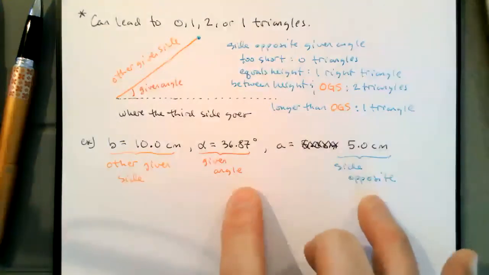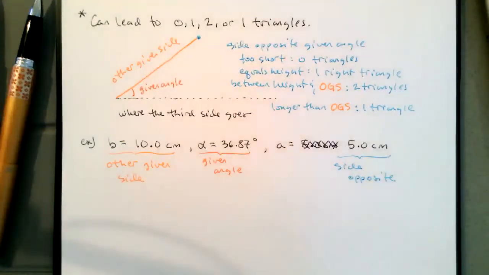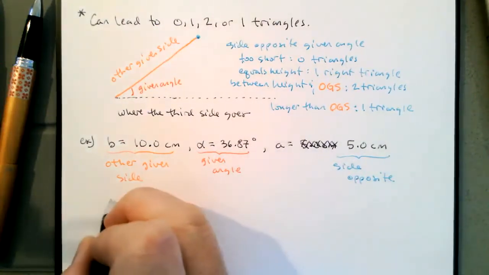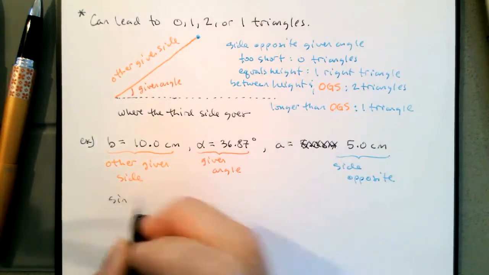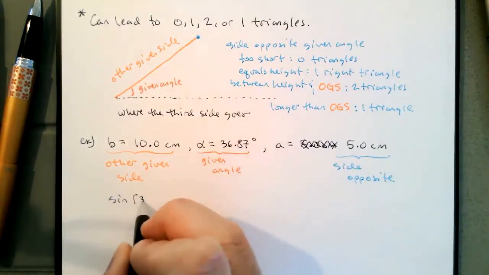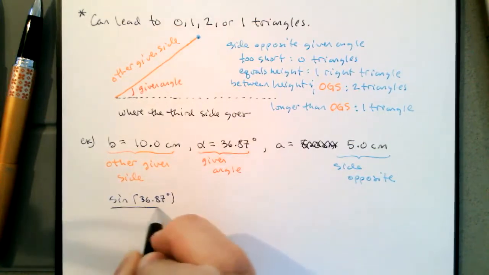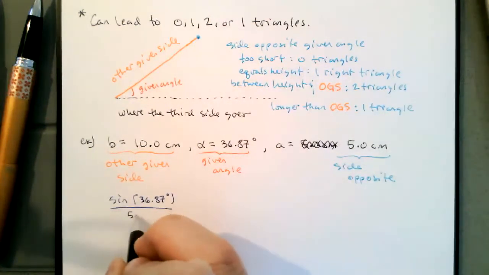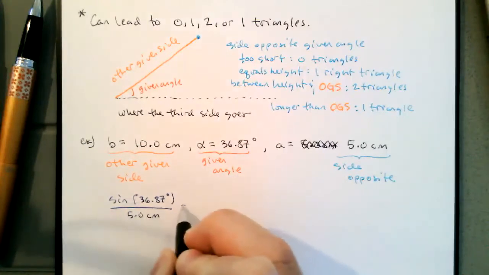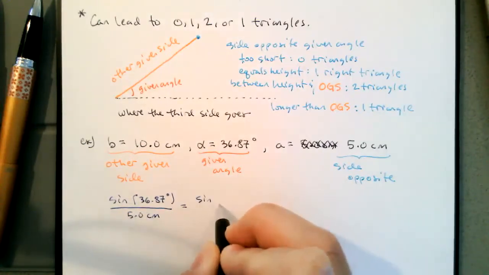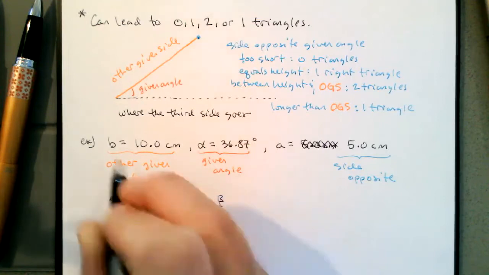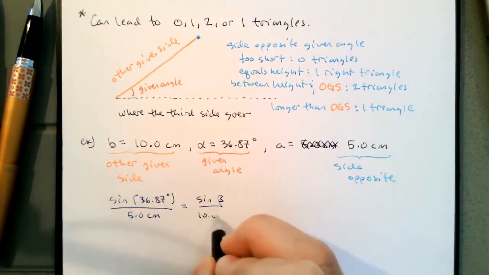We have a set of opposing information. We've got A and alpha. That's what tells us to use the law of sines. So let's set that up. We take the sine of alpha, so the sine of 36.87 degrees divided by A, 5 centimeters, is equal to the sine of beta, this is the first angle that we're going to look for, divided by B, 10 centimeters.